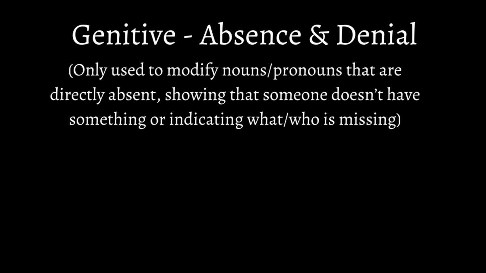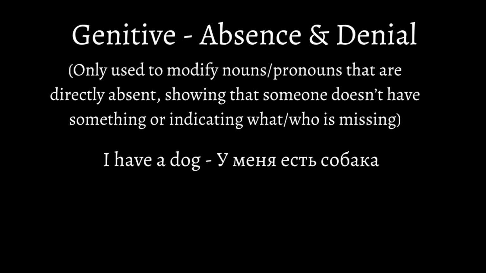However, what's important to know about denial in the genitive is that it's only used to modify nouns and pronouns that are directly absent, showing that someone doesn't have something or indicating what or who is missing, using the genitive endings. For instance, the sentence I have a dog, у меня есть собака, is written in a way where the subject, собака, is unmodified because there is a form of possession.